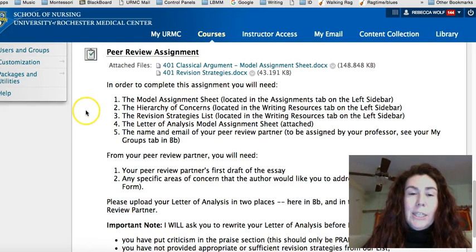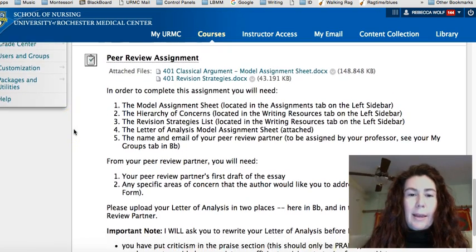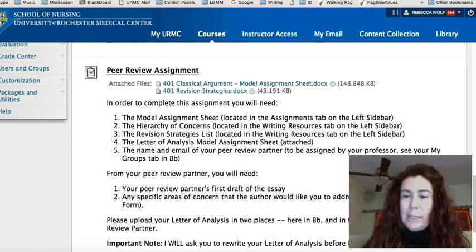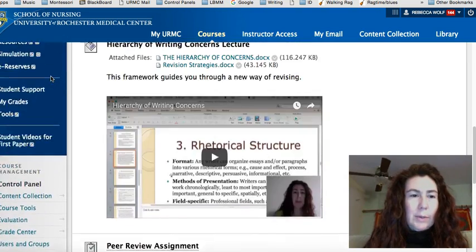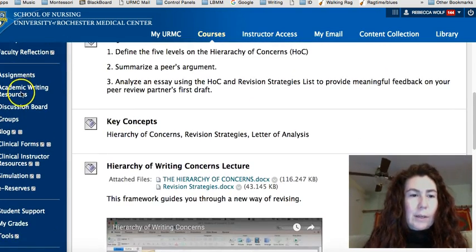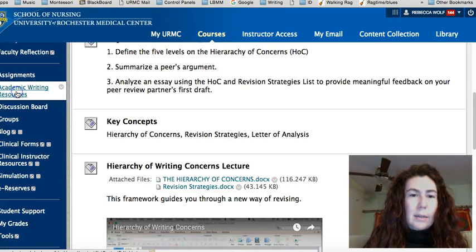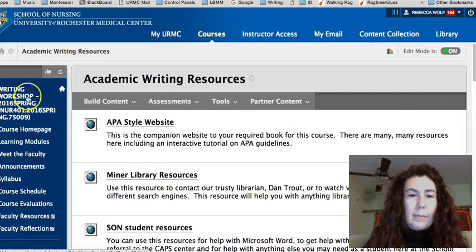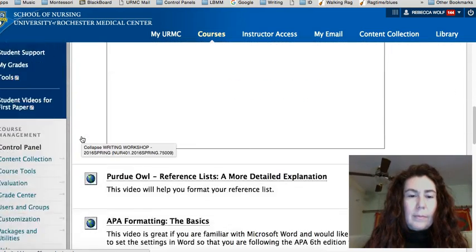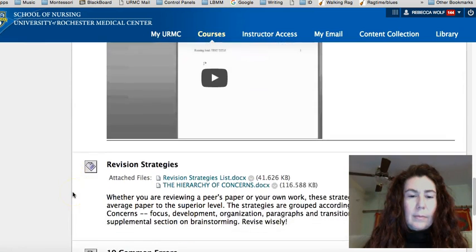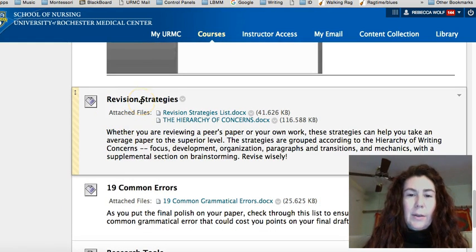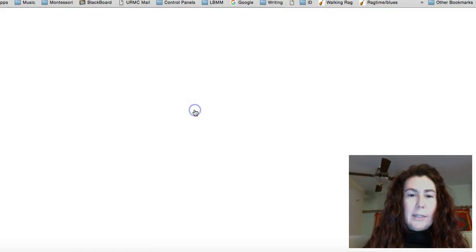Okay, so we just took a look at the hierarchy of concerns, and I believe I showed you the revision strategies list before. So now we're going to take a look at, actually, let me just show you quickly where you can find that. If you look under academic writing resources, you will be able to see the revision strategies list that we have here.